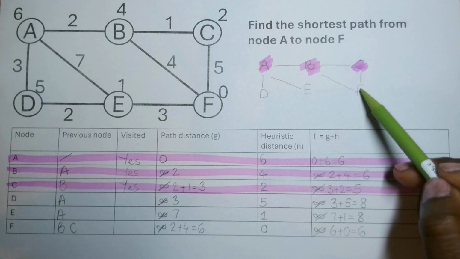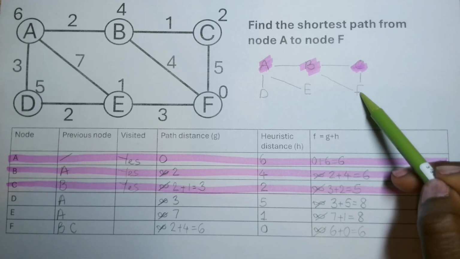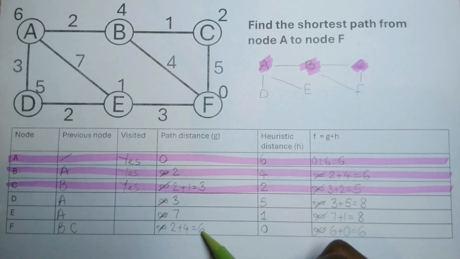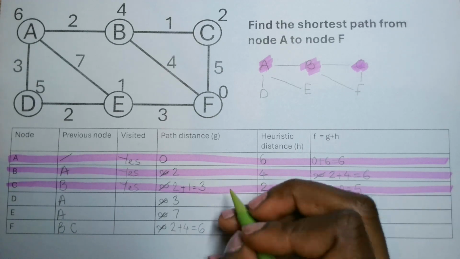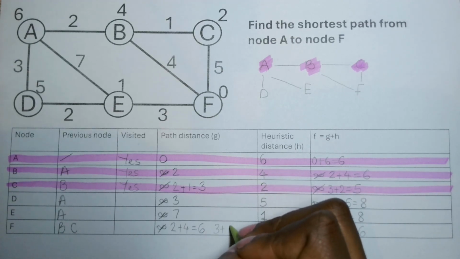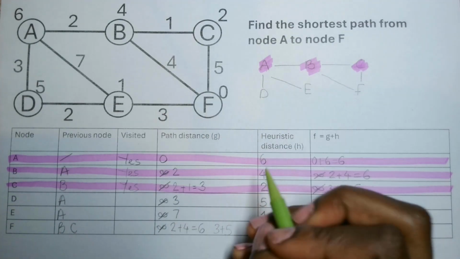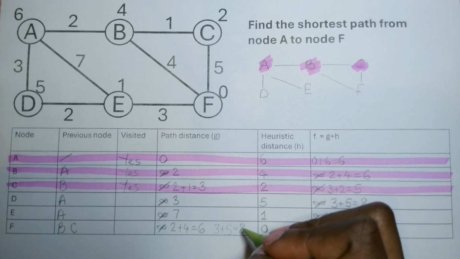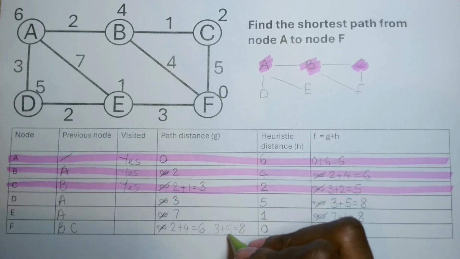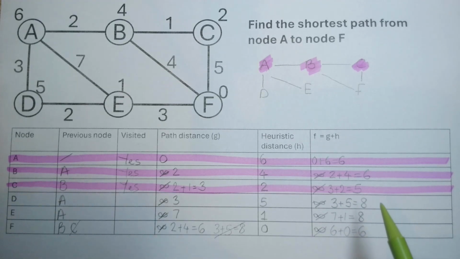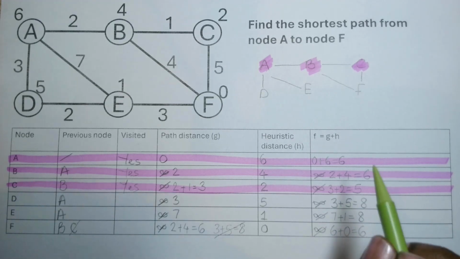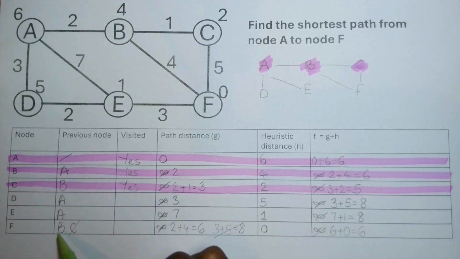Now calculate the F score for C to F. C was 3, and we're doing 3 plus 5. So 3 plus 5 is 8, which is bigger than what we had before. So this is going to be crossed out to say we're not going to update the previous node. We will stay at letter B.